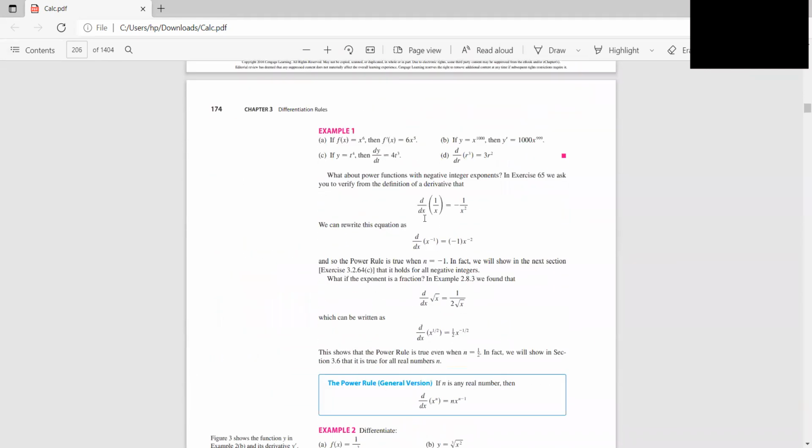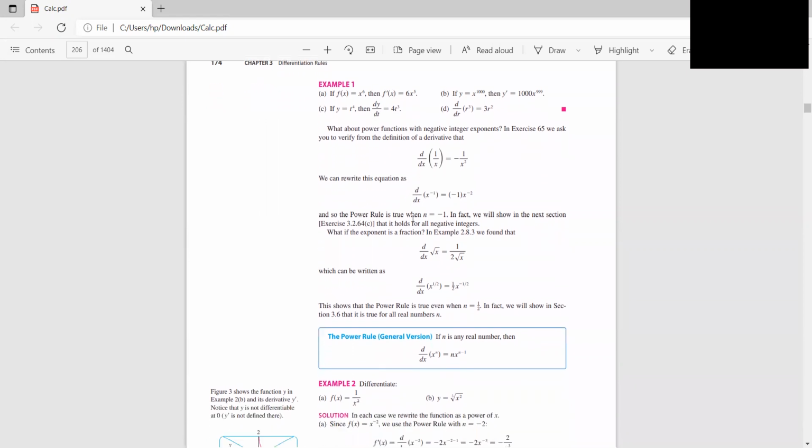Then moving further, these are just examples. If someone asks us to find the derivative of x^6, it will be 6x^5, right? Using the power rule. And what will it be for y equals x raised to the power 1000? Put 1000 down, and x^(1000-1). Same goes with part C: 4 down and 4 minus 1 in the power, so it becomes 4x^3. And so the same goes with part D.